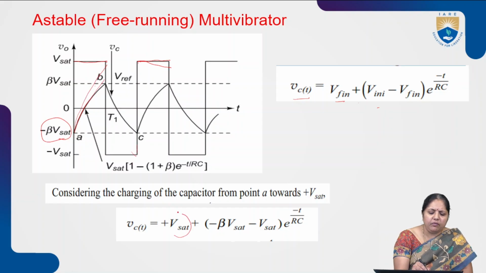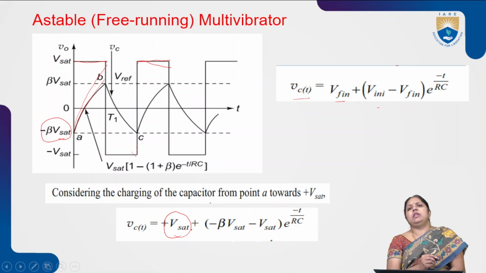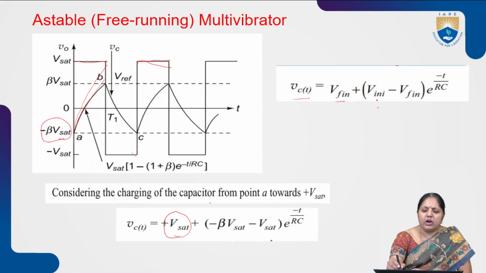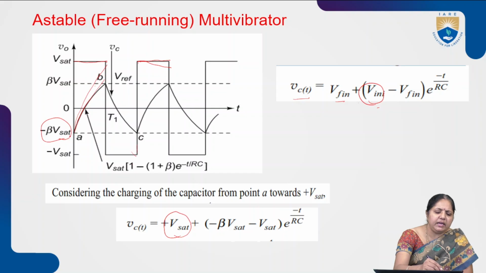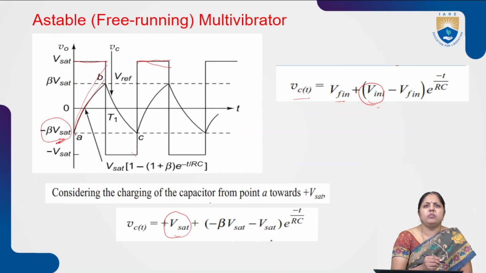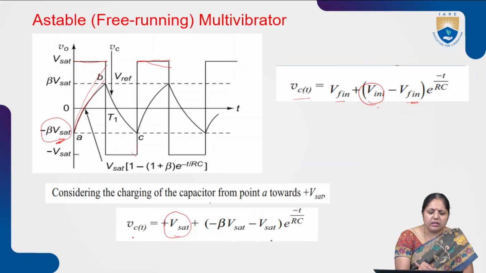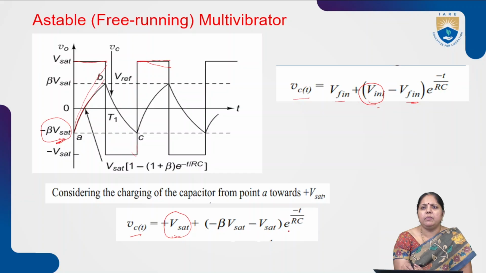So that's why V final is kept as plus Vsat, as has been given here. What is the initial voltage? From where it has started, the initial voltage is minus beta Vsat. And the final voltage is Vsat. The voltage across the capacitor equals plus Vsat plus minus beta Vsat minus Vsat into e power minus t by RC. Based on this expression we have written here.